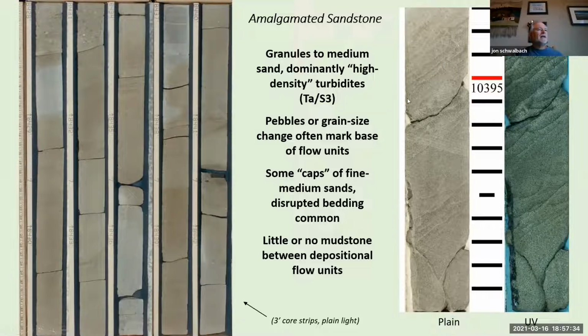Sometimes we have caps of finer sands near the top, but the key element is there's really no mudstone between any of these depositional units, hence the name or the term amalgamated sands.